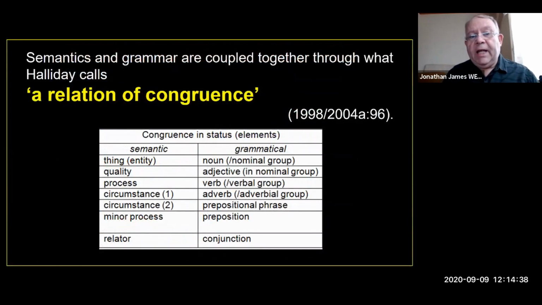What we notice in language is that there seems to be sort of a default way of being able to align meaning with wording. A default kind of alignment. And so we say things are nouns. Qualities are adjectives. Processes are verbs, and so on, right? That's the default. Halliday calls that the relation of congruence.